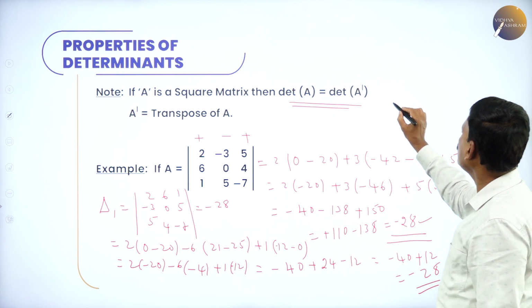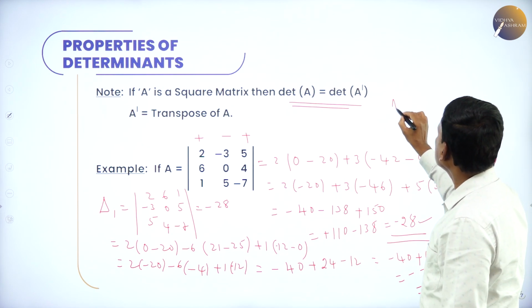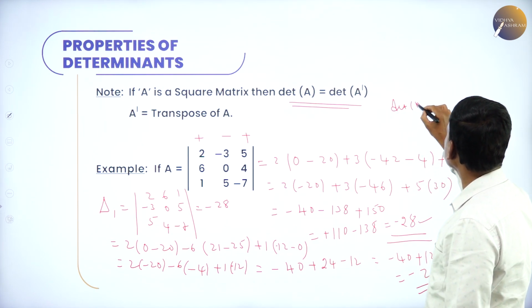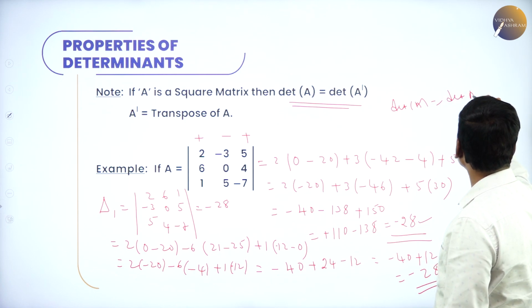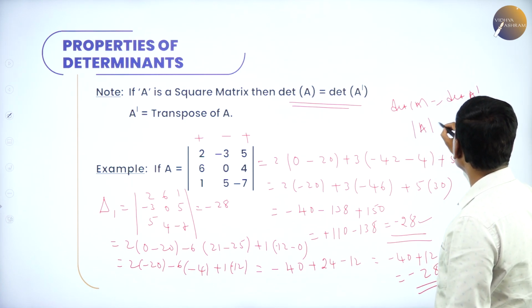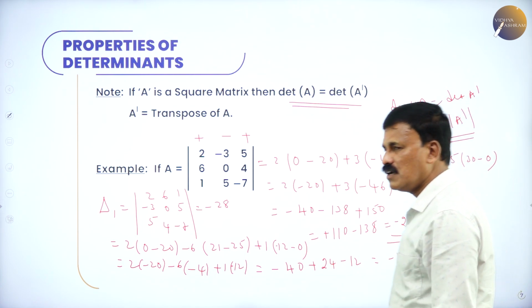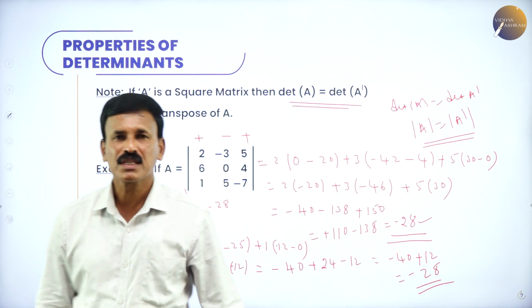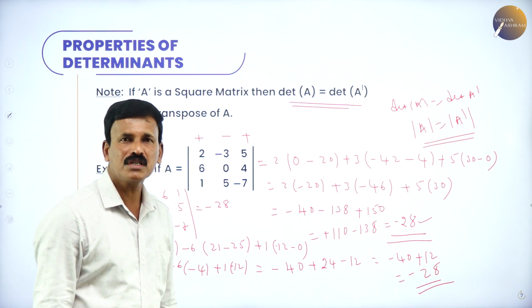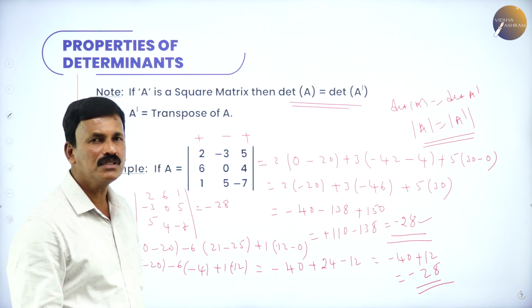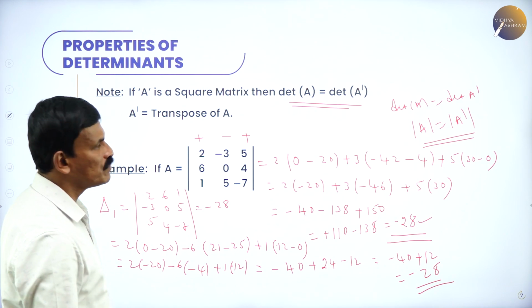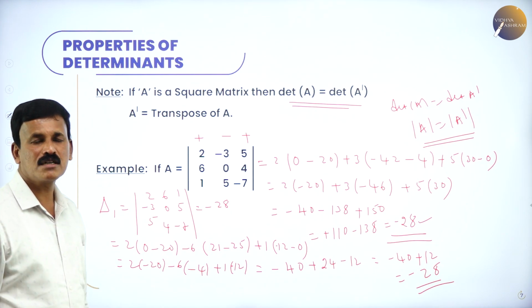So the determinant of A is also equal to the determinant of A dash. The value of a determinant will remain the same whenever the columns and rows are interchanged. In case of columns also, we are going to get the same result. Now, this is an example.